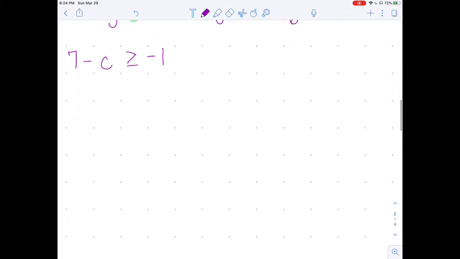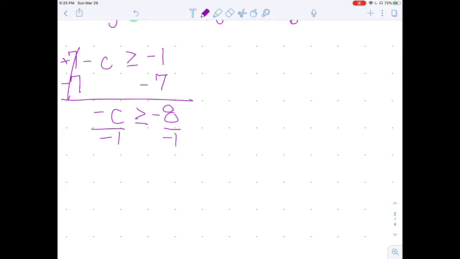Okay, let's try another one of these. 7 minus c is greater than or equal to negative 1. I want to get c by itself, so I'm going to subtract 7 because this is a positive 7. Cancels out. Negative c is greater than or equal to negative 8. I divide by negative 1, which means I have to flip my inequality. c is less than or equal to 8.